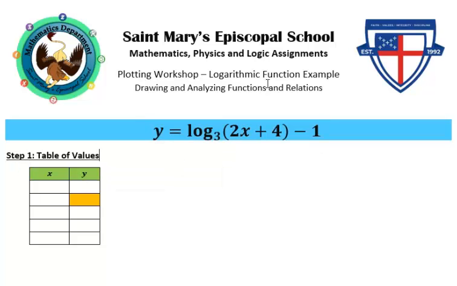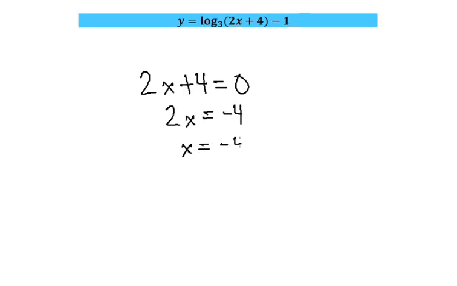Okay, so the first thing we're going to do is copy the argument, which is the part that is after the log. We're going to copy the argument and equalize it to 0. So the argument in this case is 2x plus 4. So we're going to put 2x plus 4 and equalize it to 0. Then we need to figure out which number is x. So we're going to move stuff from one side to the other with the purpose of figuring out the value of x. In this case, the answer is -2.